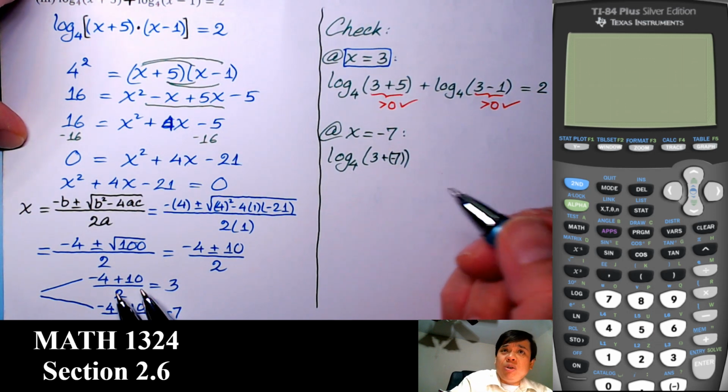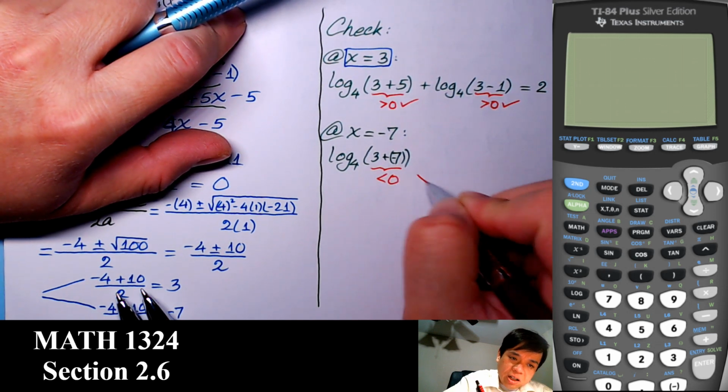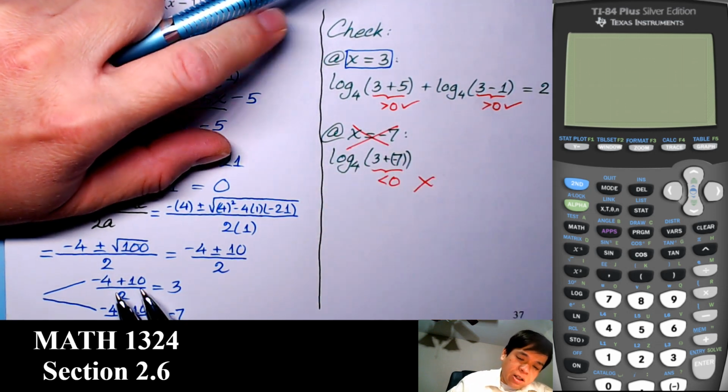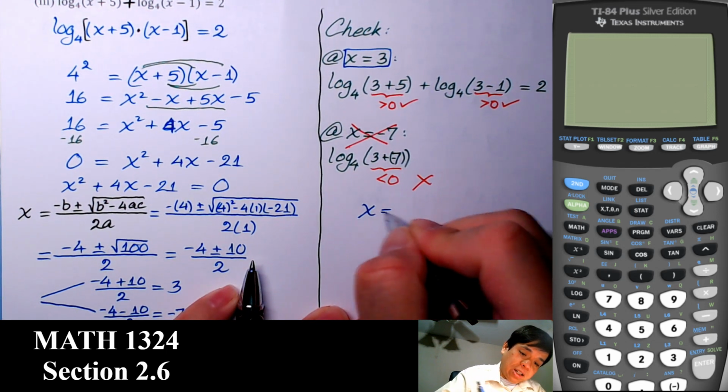Right, we don't have to go any further because the first one, this is negative 4 and negative, it fails. So negative 7 doesn't work, so the equation only has x equal to 3.